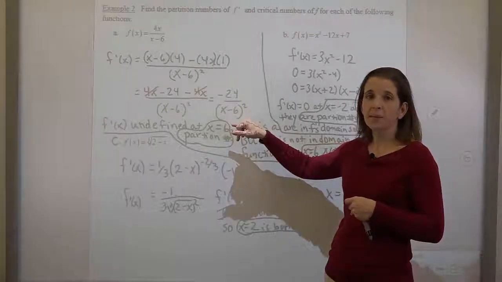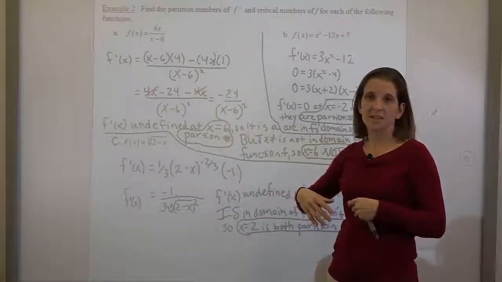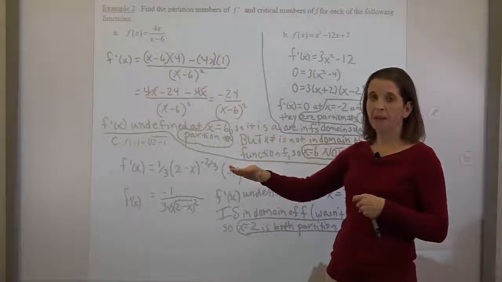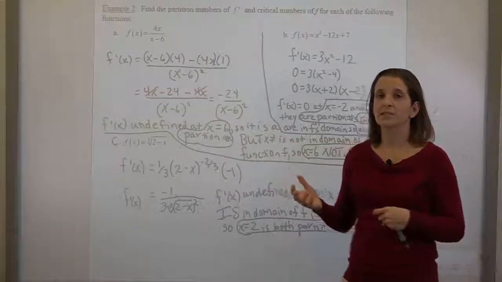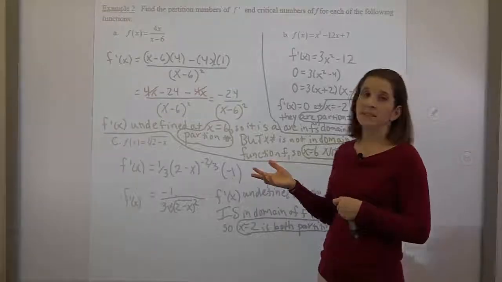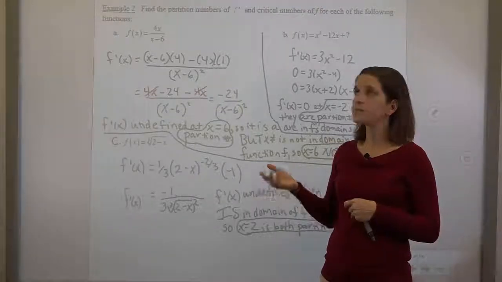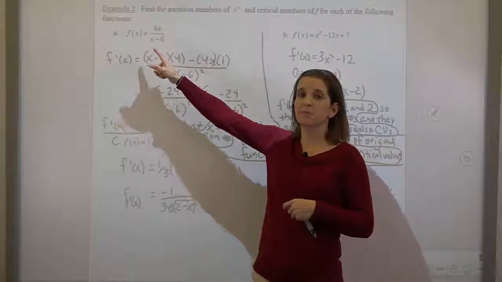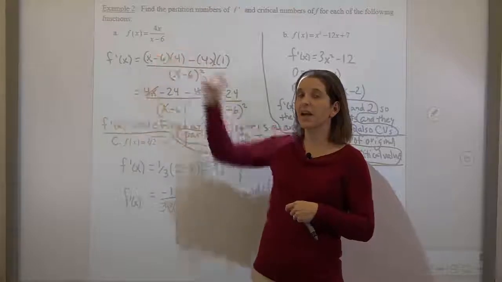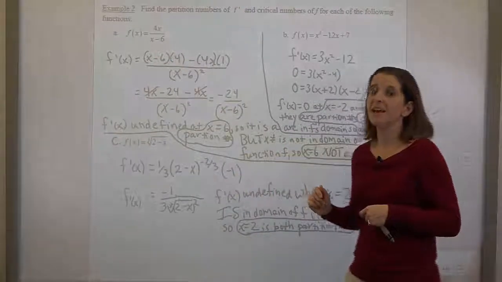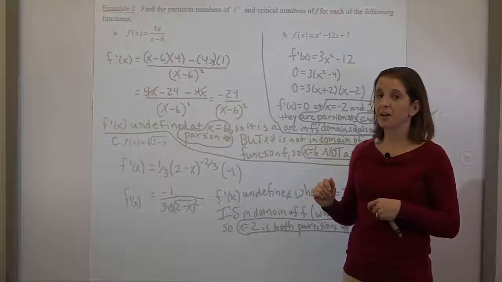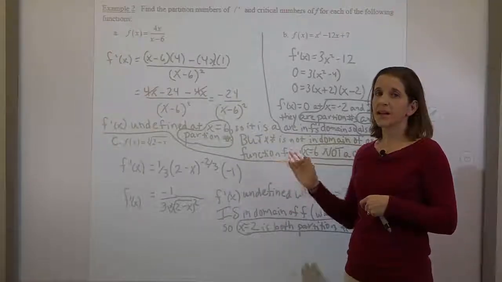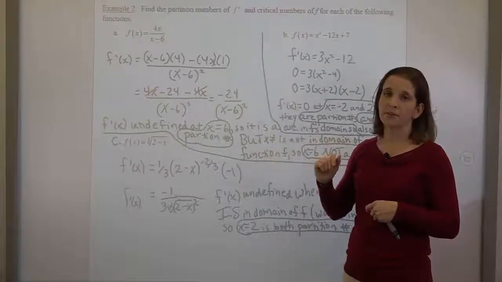Places where the denominator equals 0 will cause the derivative to not exist. Well, that will happen when x equals 6. So right off the bat, the second that x equals 6 causes the derivative to not exist means that x equals 6 is a partition number of the derivative. However, because x equals 6 would cause a division by 0 problem in the original function, x equals 6 is not in the domain of the original function, and so we cannot call it a critical number. So x equals 6 is a partition number of the derivative, but it is not a critical number because it was not in the domain of the original.